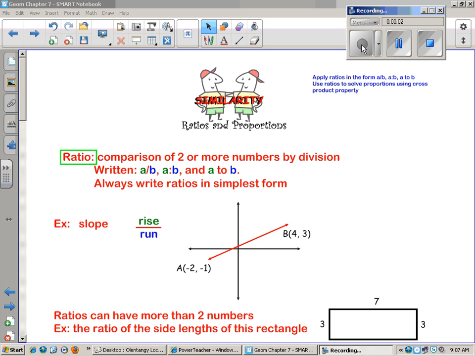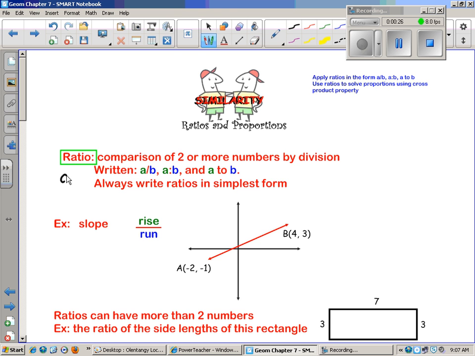Writing ratios, solving proportions, and using ratios to model geometric principles, okay, which sounds harder than it is. All right, so let's talk about a ratio. A ratio is just two or more numbers compared by division. And you can write them three different ways. You can write it as a fraction, which is the way we normally see it, right? A ratio is just a fraction.